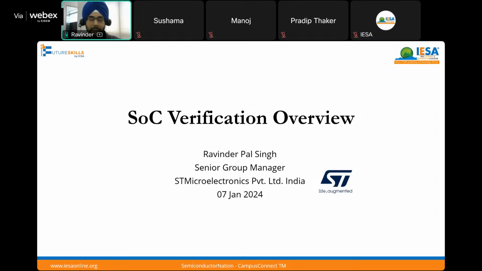SoC verification is an important part of the SoC design flow. And the aim of today's talk is to give a very high-level overview of this area and what all concepts are involved in this function.